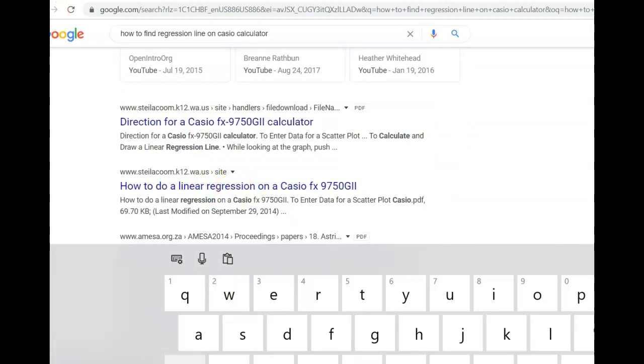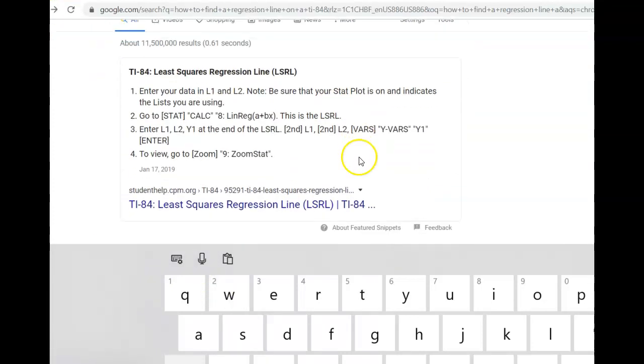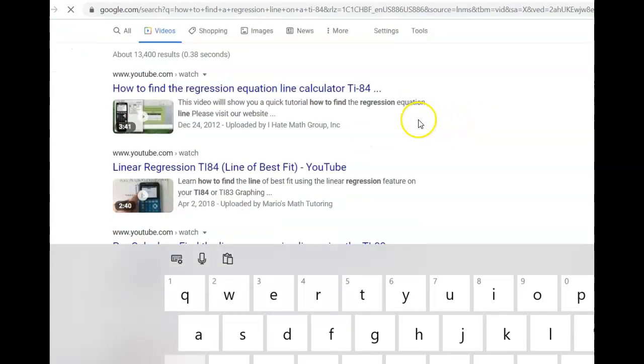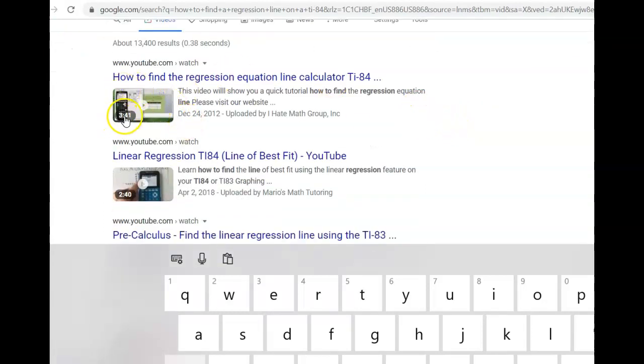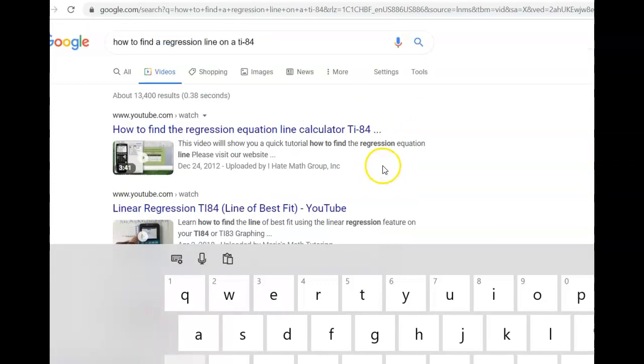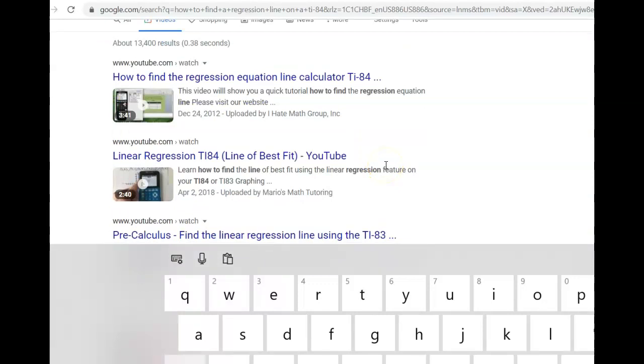I'm going to go back to the TI-84. So here, as you can see, we get a lot of results. So let's say I just want a video that shows me how to. So right here, this video, 3 minutes 41 seconds. I think that's a good one. Some people refer to the regression line as the line of best fit. So that's a good one too to watch. And I'll be posting the link on Blackboard so that you could have access to it. But I just wanted to show you that.